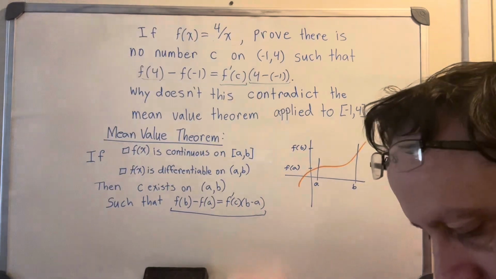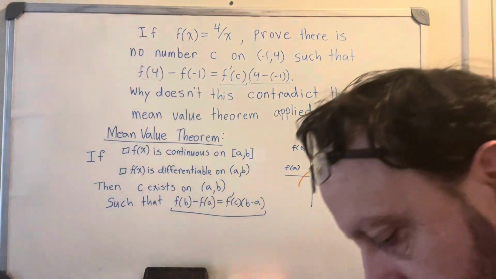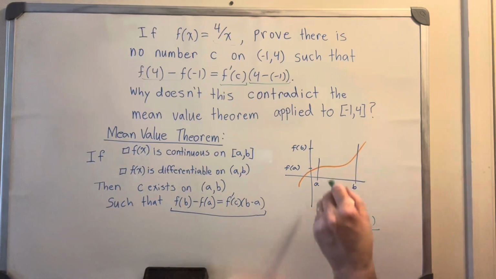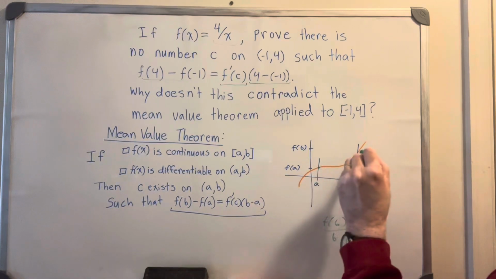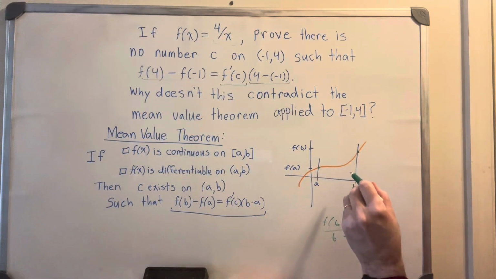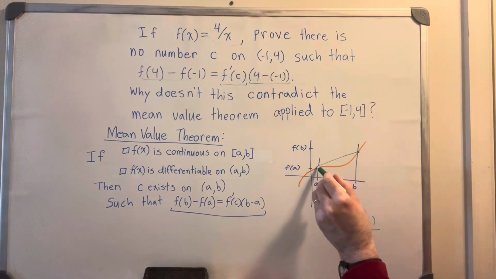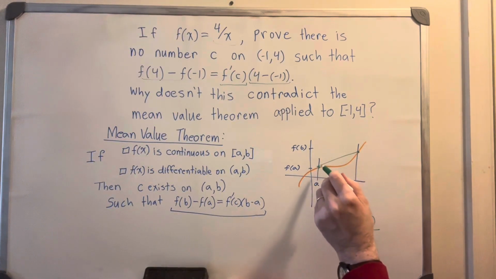Then f of B minus f of A over B minus A. That's like the slope of the secant line between the two endpoints, right?